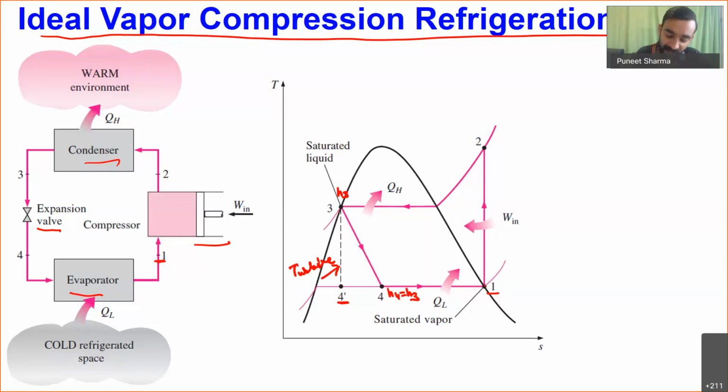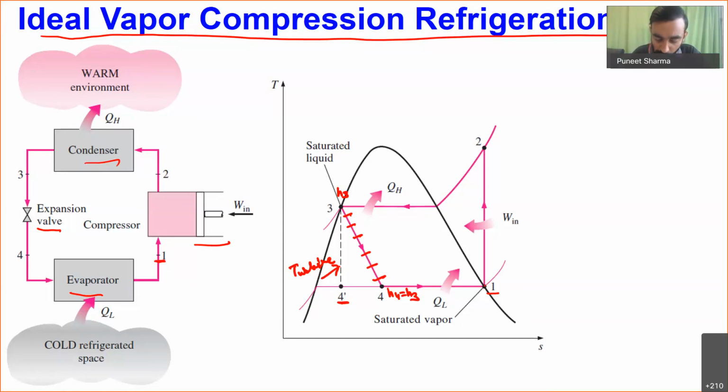One important point: while showing this process 3 to 4, we should show it with dashed lines. We should not show it with a solid line, because a solid line is normally used for showing reversible processes, and process 3 to 4 is an irreversible process. So that's why we should show it with dashed lines.